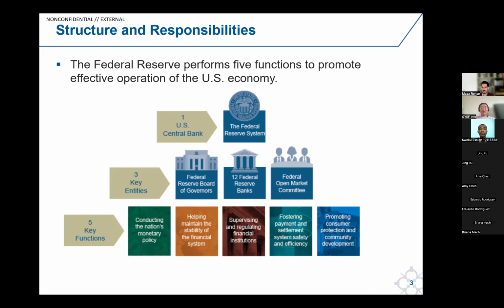So I'm thinking the recent banking crisis that we had with SVB and Signature Bank.